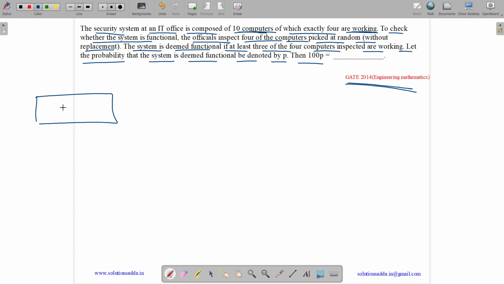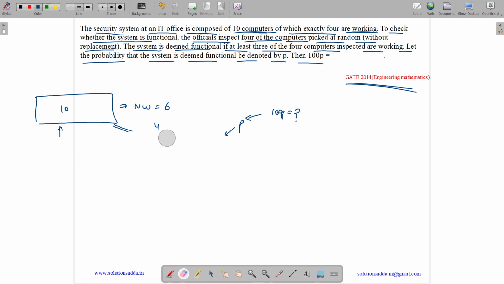See, we have a system with 10 computers. Out of this 10, working are 4 and non-working are 6. Now to check whether the system is functional or not, we will pick out 4 computers out of it at random without replacement, which means after picking one, only 9 will be remaining. Then after picking one more, 8 will be remaining. Now if we have more than 3 working, then the system will be called functional and its probability is given by P. Then we need to find the value of 100P equals to what?